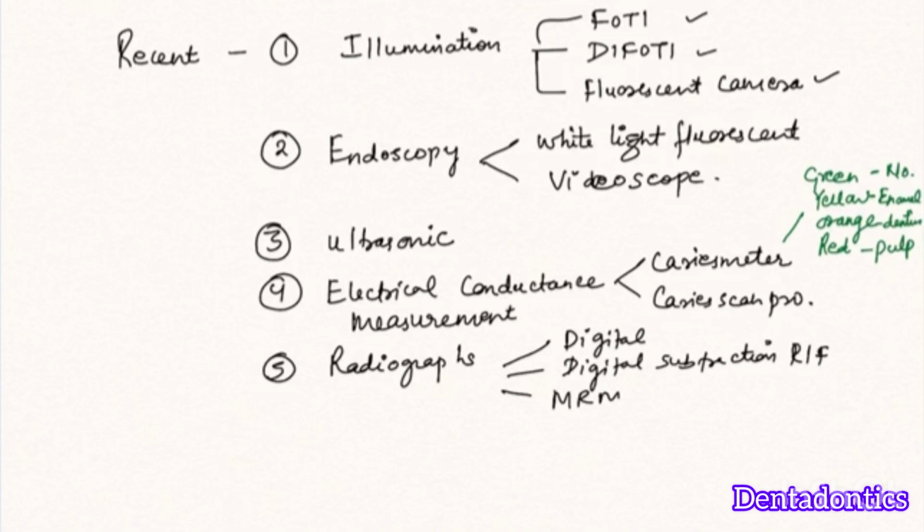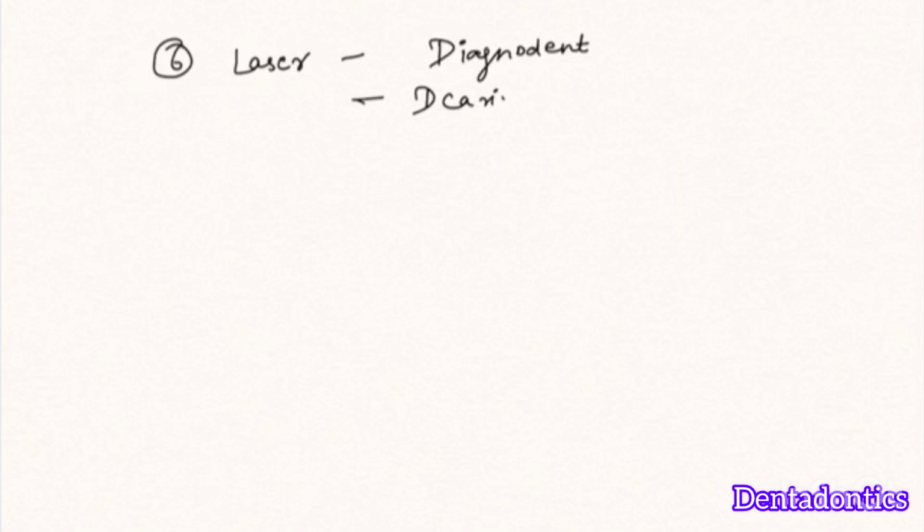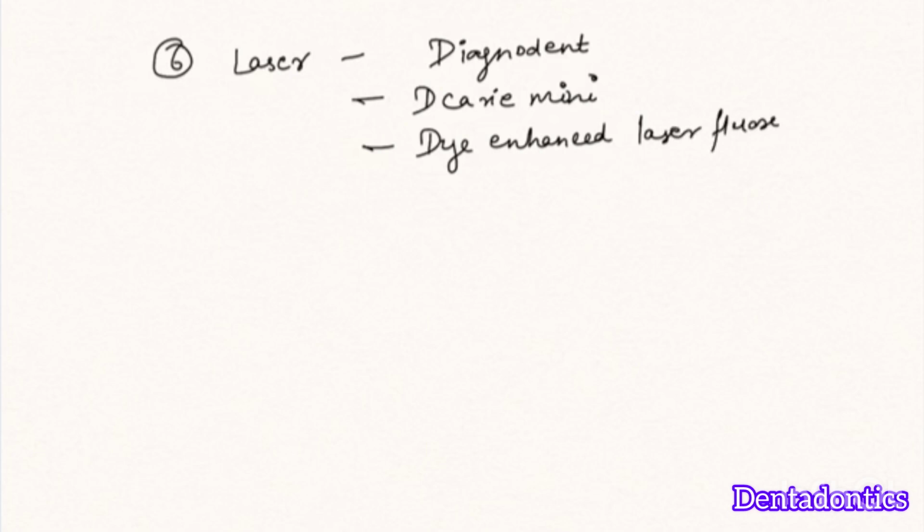Then we have different types of laser, in which the most commonly used is DIAGNOdent. The wavelength of DIAGNOdent is 655 nanometer, and if the reading is between 0 to 4 there is no caries, 4 to 10 then enamel caries, 10 to 18 then dentinal caries, and more than 80 then the inner half of the dentin is involved.